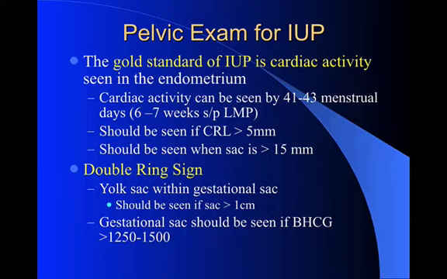The double ring sign is if you have a yolk sac within a gestational sac. And we should really see that yolk sac if the gestational sac is greater than 1 centimeter. If we have a beta more than 1250 to 1500, we should be seeing a gestational sac.